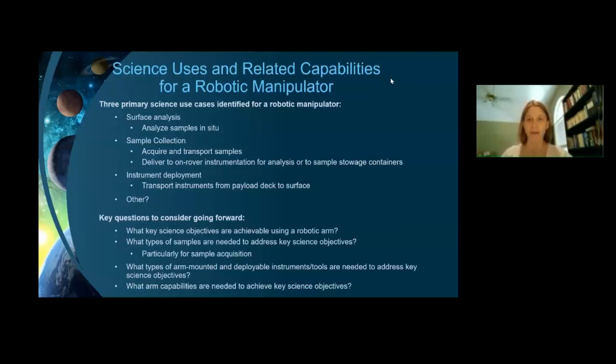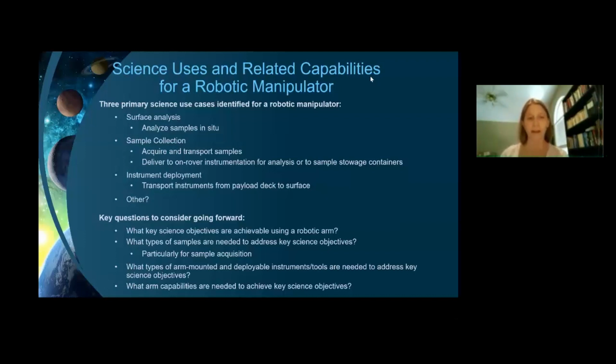All right, so as a reminder of what we're trying to accomplish here today, the point of this workshop is to identify science use cases and related capabilities that a robotic manipulator should have to address the key science objectives that we want to achieve on the lunar surface.